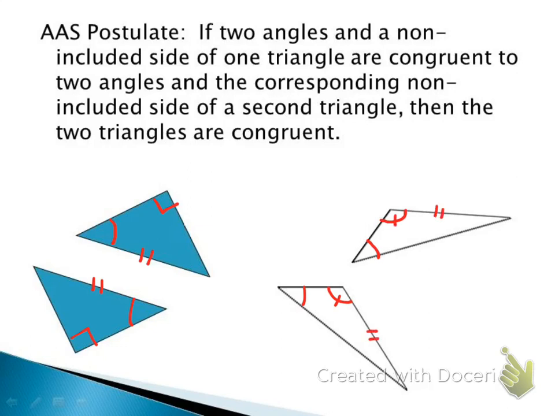So in both of the postulates we're looking at today, you're given two angles and a side. You're just deciding, is the side in between the angles? That's when you use angle, side, angle. Or is it not in between the angles? That's when you use angle, angle, side. So again, go ahead and write this down, then we'll start looking at examples.